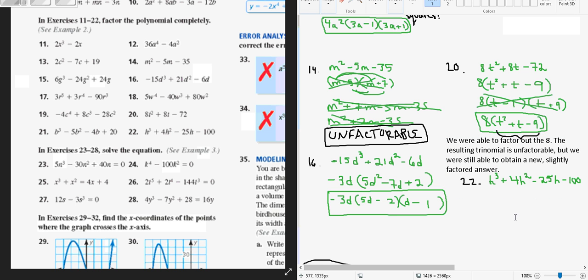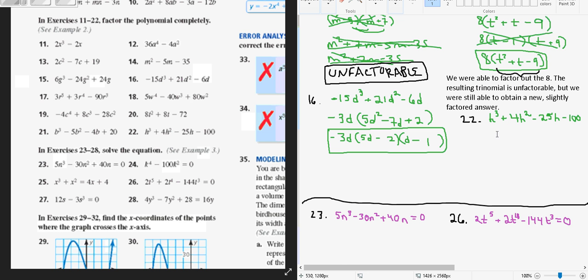All right, so my note says we were able to factor out the 8. The resulting trinomial here is unfactorable, but we were still able to obtain a new slightly factored answer. So unlike on number 14, we were unable to change our original trinomial in any way. On this one, we were able to change our original trinomial by factoring out an 8. So this still is factored form. We just can't go any farther.